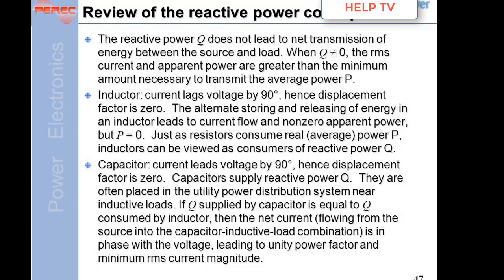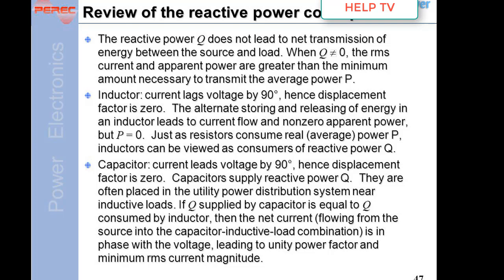The alternate storing and releasing of energy in an inductor leads to current flow and non-zero apparent power, but P equals 0. Just as resistors consume real, average, power P, inductors can be viewed as consumers of reactive power Q.